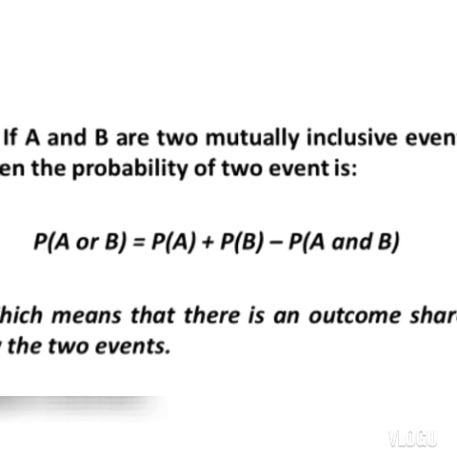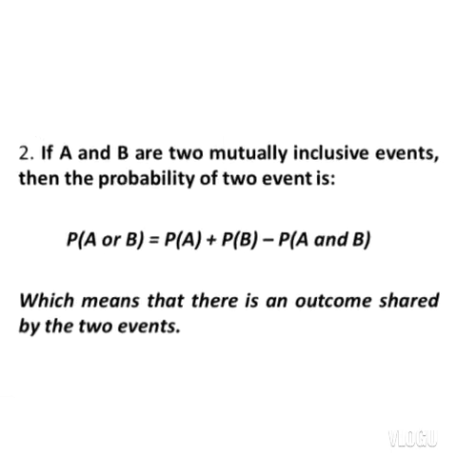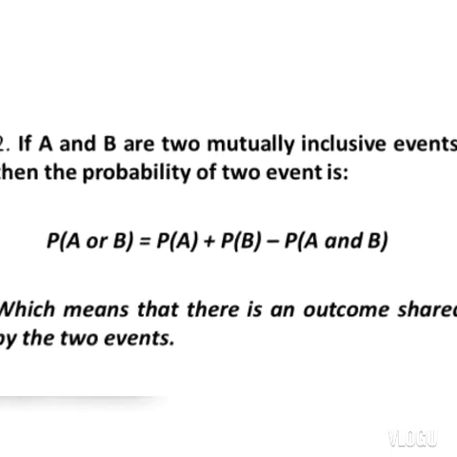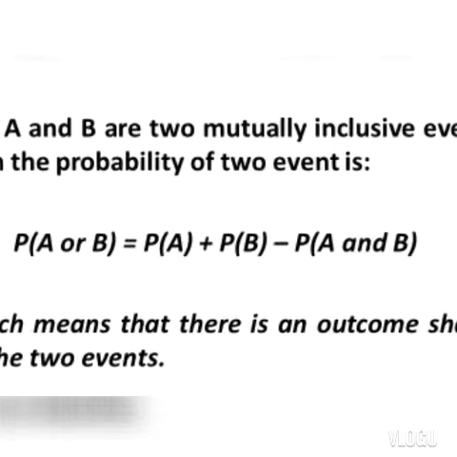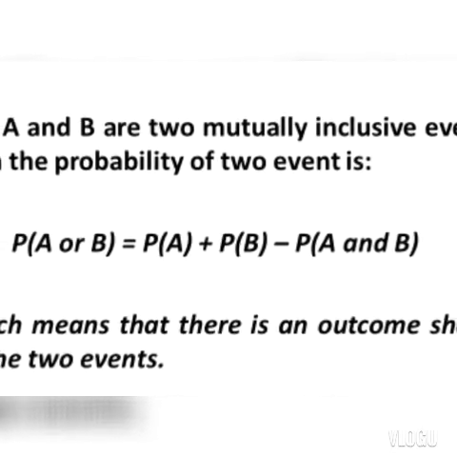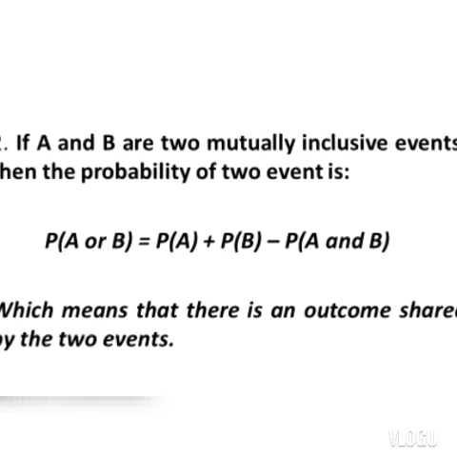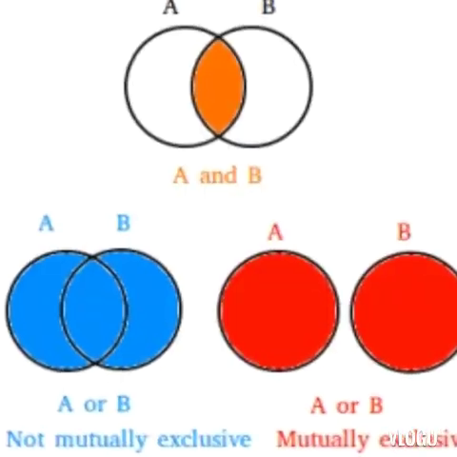Second one, if two events are mutually inclusive, then the probability is the probability of the first event plus the probability of the second event minus the probability of the intersection of the two events. It means that there is an outcome that is shared by the two events. Kindly look at our example.